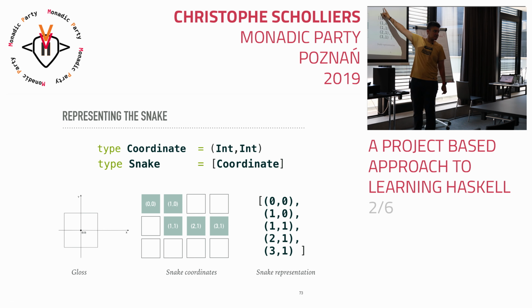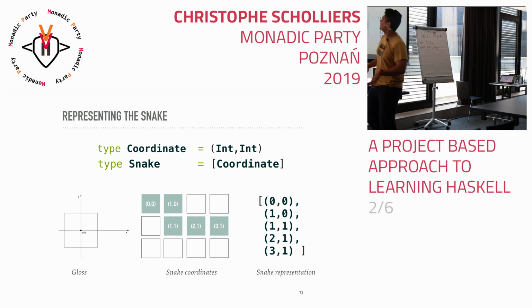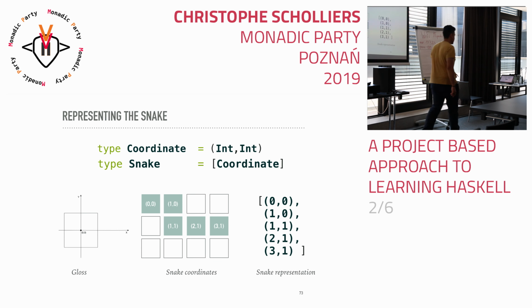of coordinates. Yeah? And so I didn't explain this, but in Haskell, you can also make what is called type synonyms. Yeah? And so basically what we are saying here is, whenever you see coordinate, what I mean is a pair of ints. And then whenever you see type snake, what I mean is a list of coordinates. And so in this case, we can represent the snake like this.